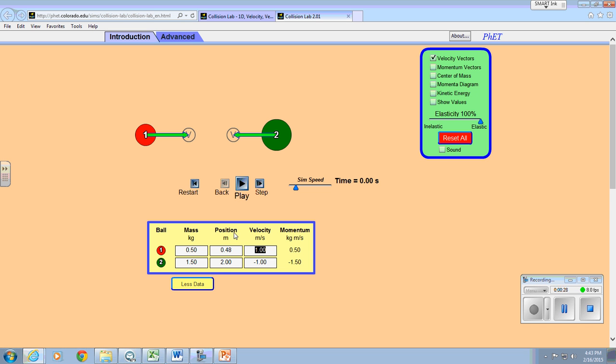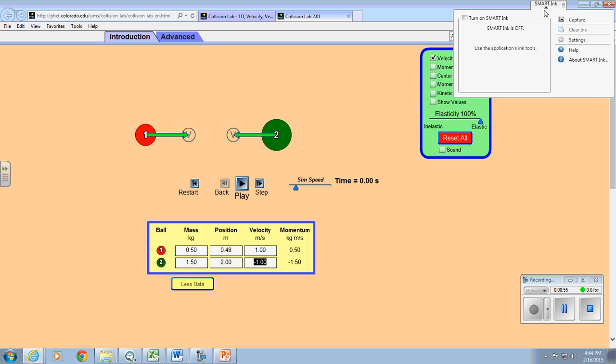And you've got a second object, the green one, that has a mass of 1.5 and is moving at negative 1 meter per second. So object 1 has a momentum of 0.5, and object 2 has a momentum of negative 1.5. So their combined momentum before the collision is equal to negative 1.